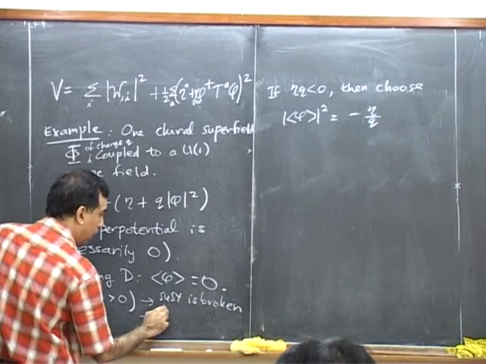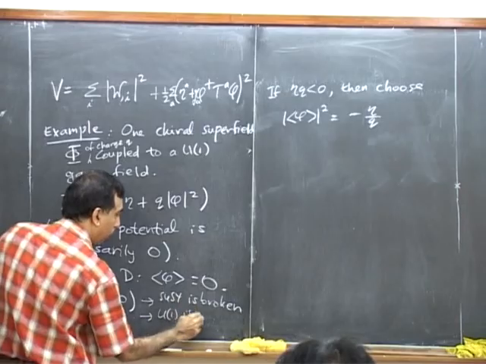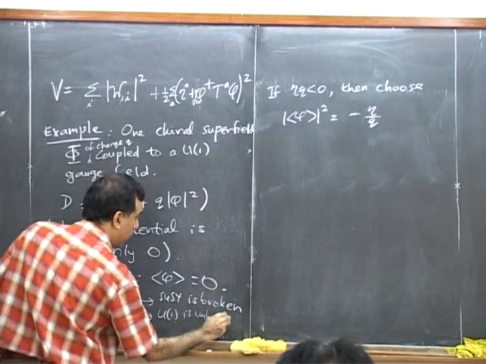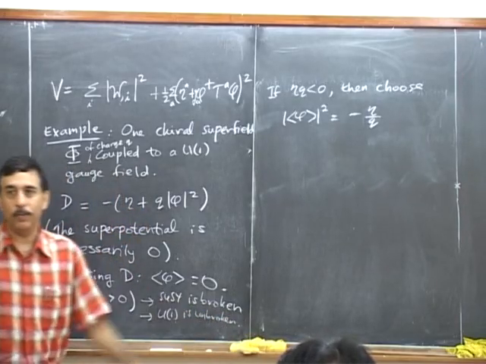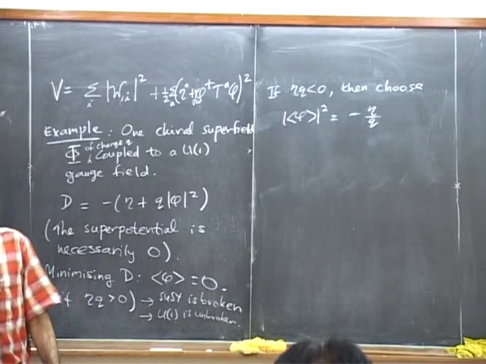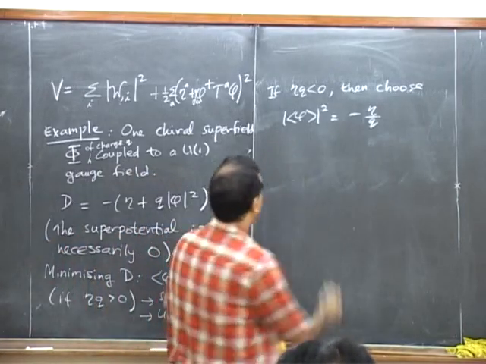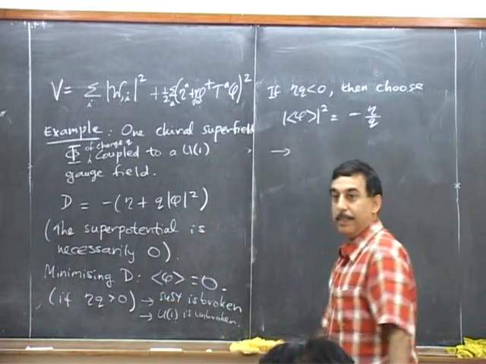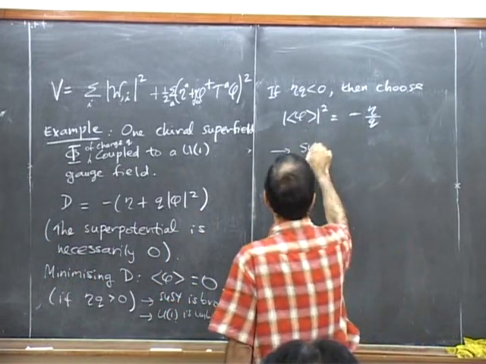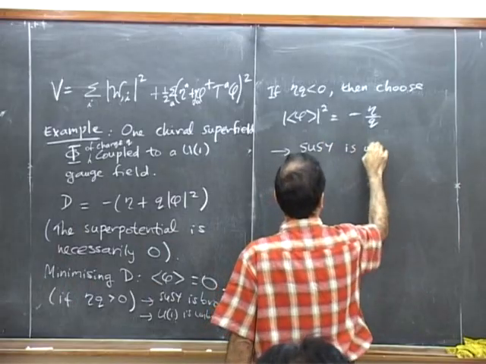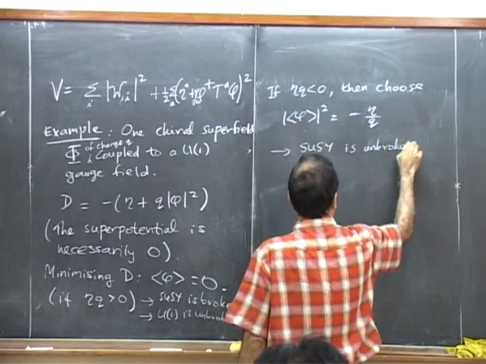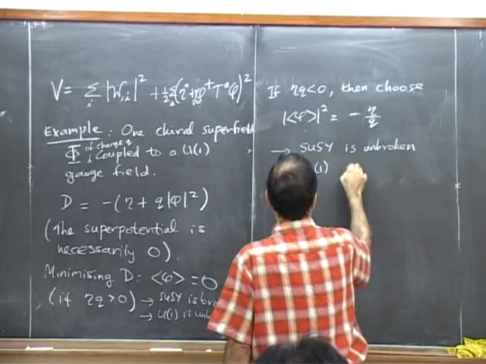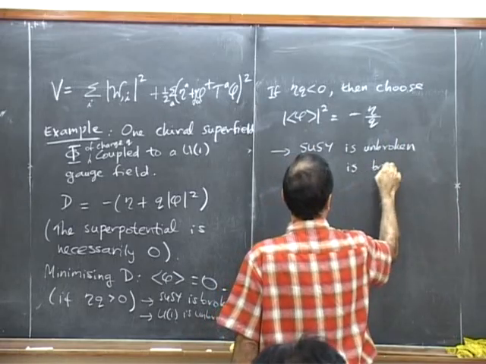Notice also that the U(1) is unbroken because phi was a charged field. If it had got a vev, then U(1) would have been broken. In the second case, if I can choose this, then I've managed to make D 0. So in this case, SUSY is unbroken and U(1) is broken because phi has to have a non-zero vev.